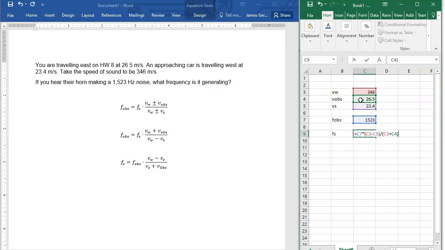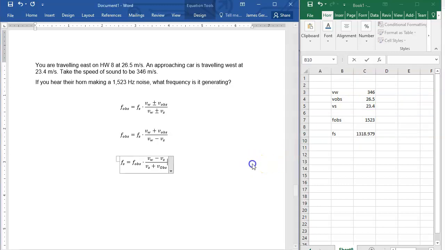Okay, all I've done is form the equation here, and we get the frequency of the source is 1,319 hertz. And that's it for this problem.